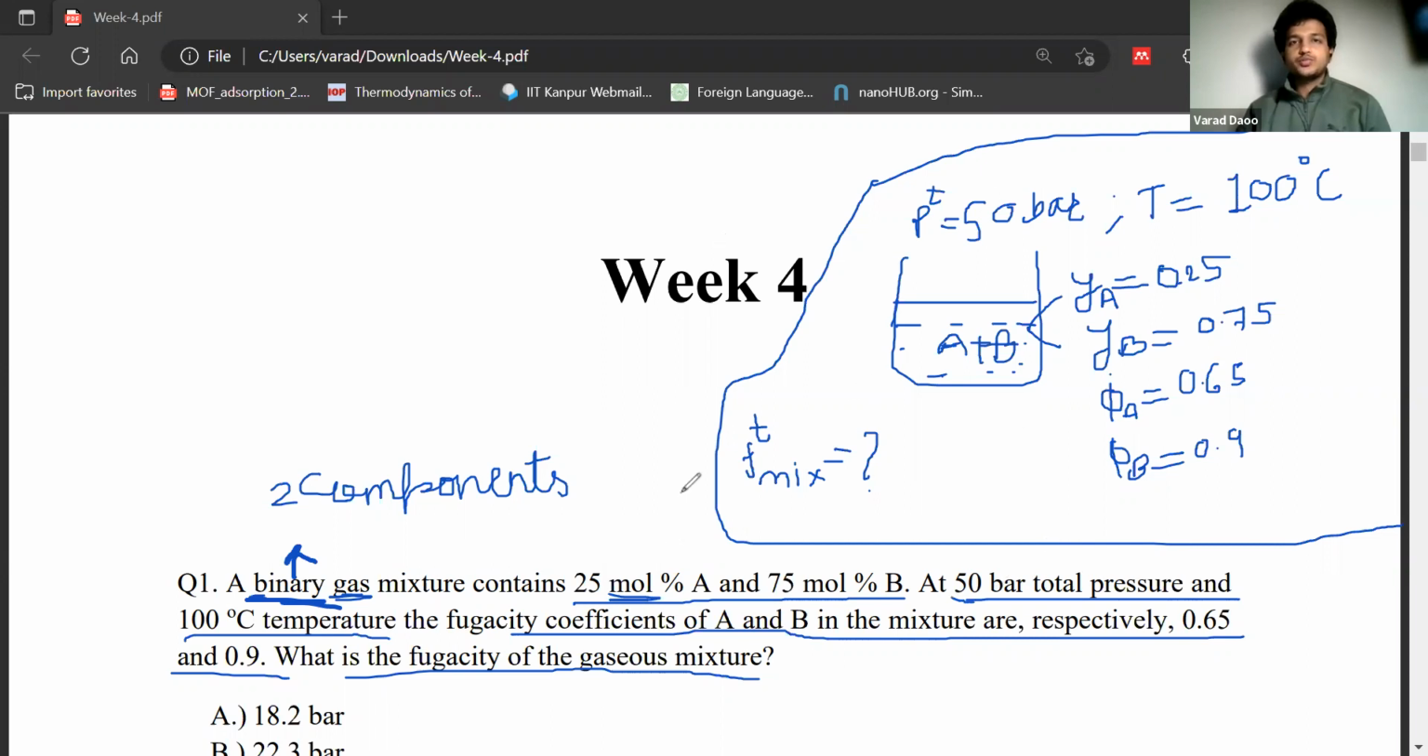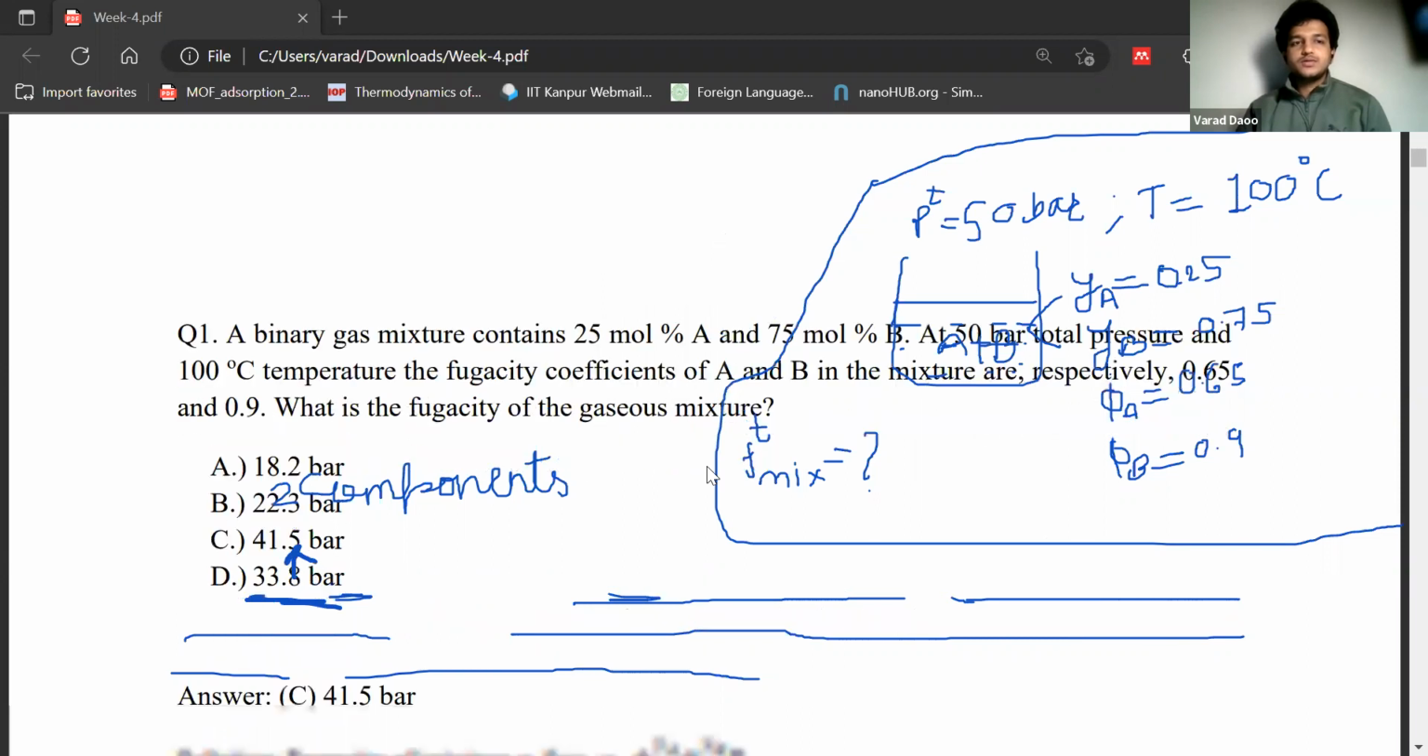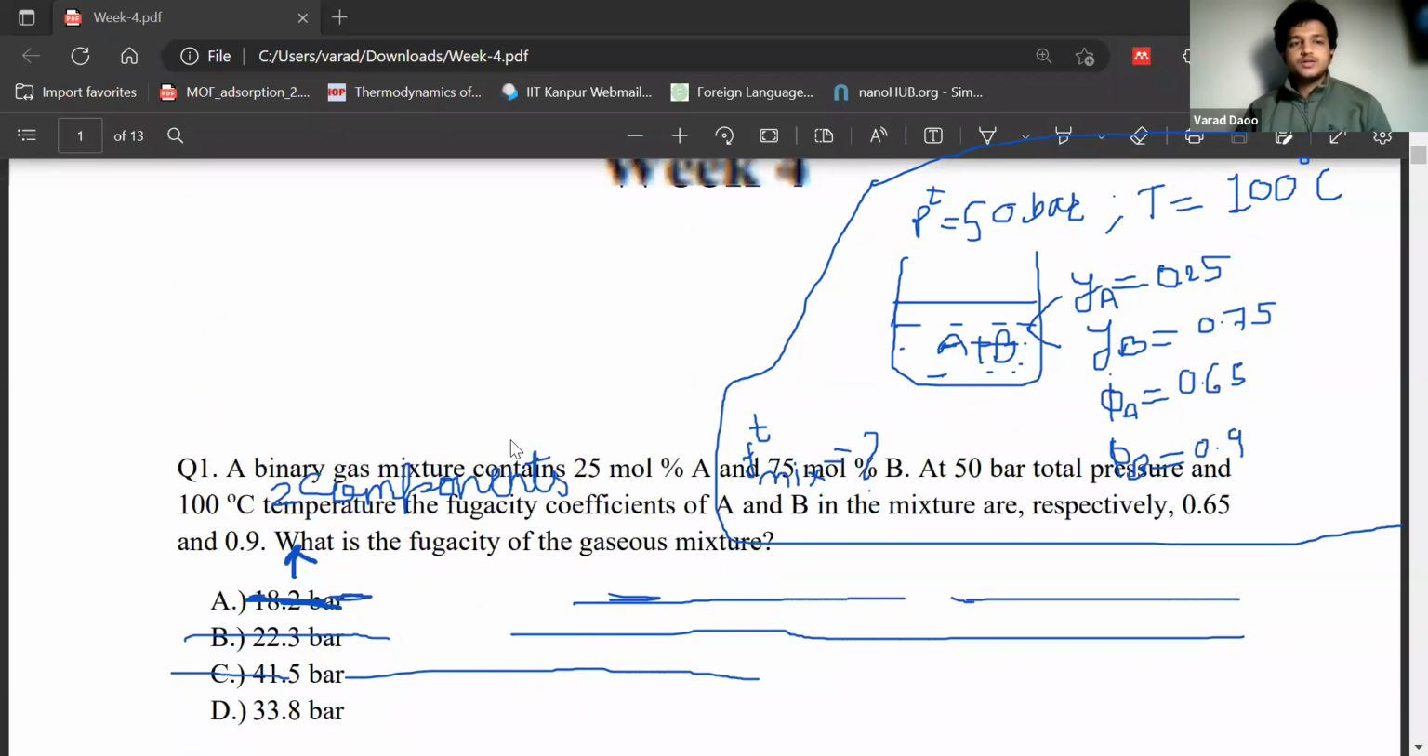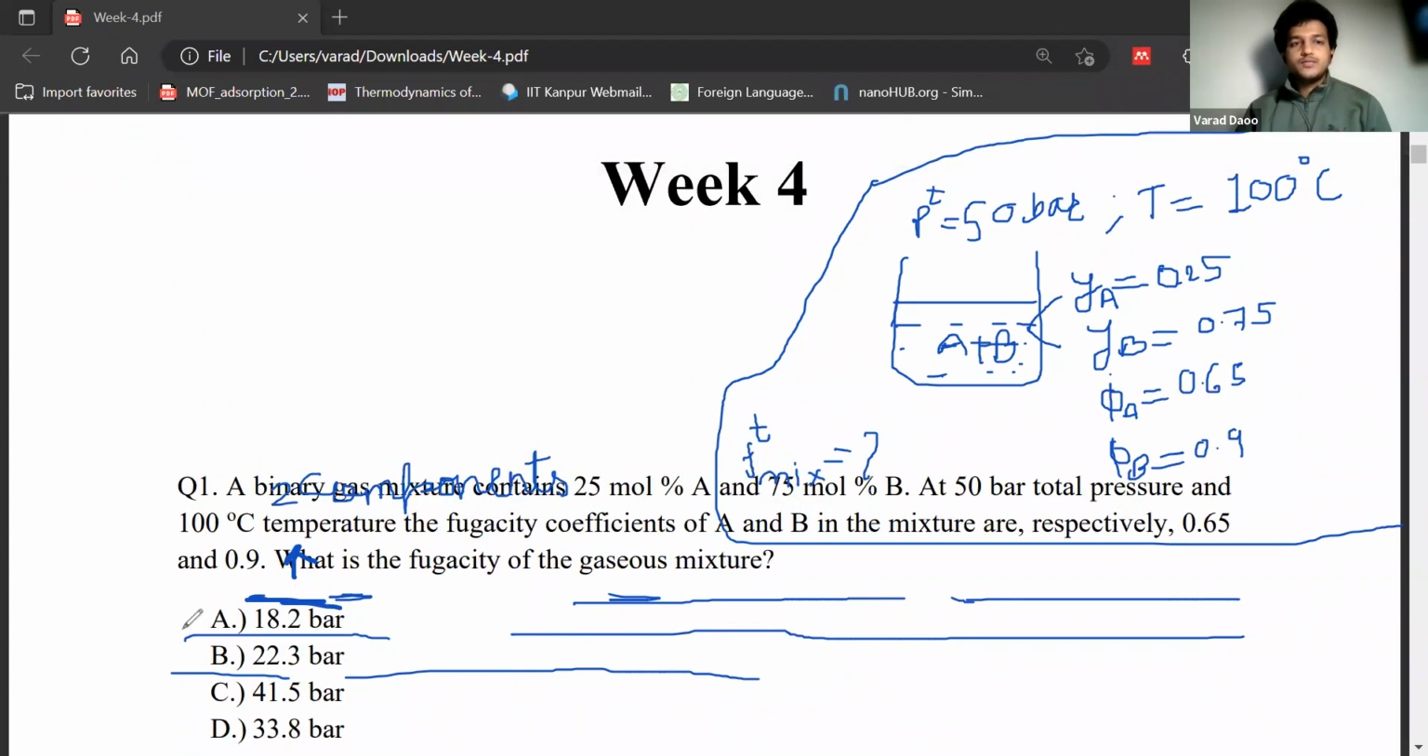So let us discuss this. The options for this are 18.2 bar, 22.3 bar, 41.5 bar, and 33.8 bar.